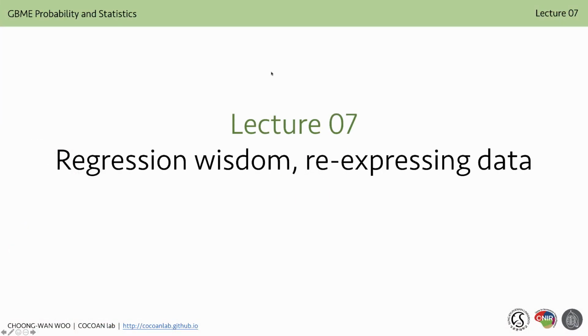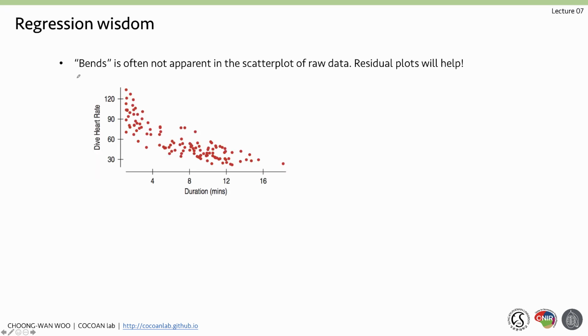Hi everyone. So today's lecture will be really short. We will learn more about regression and how to re-express data. Given that regression is a linear model, bends are always a problem. But bends are often not apparent in the scatter plot of raw data, and therefore residual plots will help.